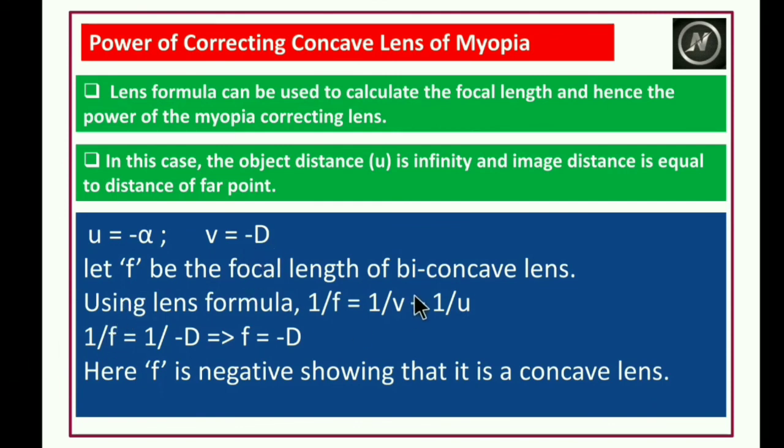Let f be the focal length of the biconcave lens. Using the lens formula, 1/f = 1/v minus 1/u. So 1/f = 1/(minus D), because 1/infinity becomes 0. So the focal length of that concave lens will be minus D. Here f is negative, showing that it is a concave lens.